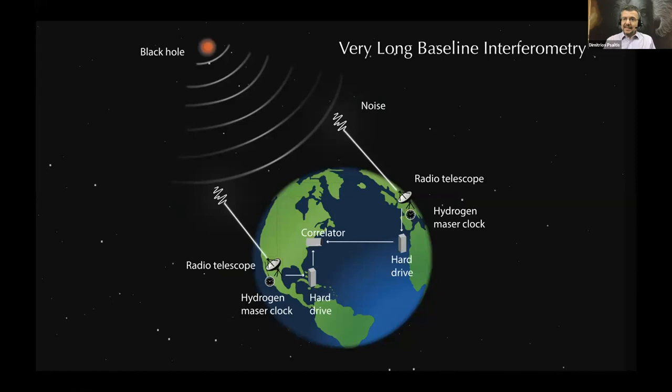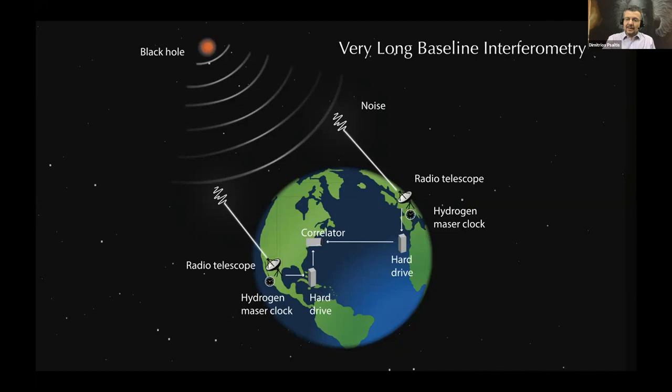We saved all the data in hard drives and we clocked them, we timed them extremely accurately with atomic clocks, what we call hydrogen Maser clocks. And then we sent all the data to a big supercomputer and combined them together to make it work as if those little telescopes were part of a telescope as big as the Earth itself. So we effectively use a computer to combine all these telescopes all around the Earth to make a much, much larger telescope in a technique that we call very long baseline interferometry.